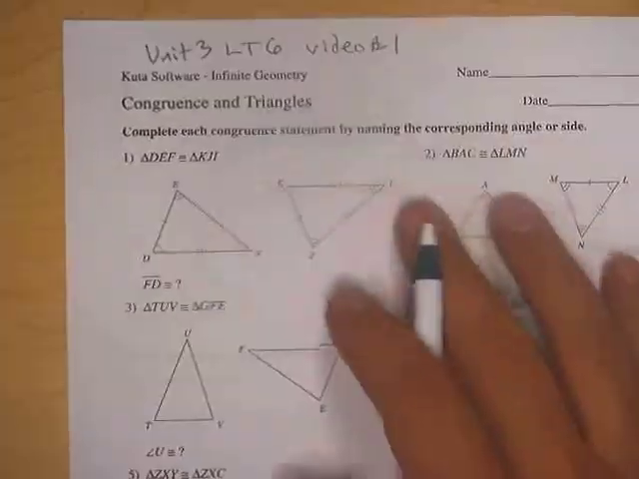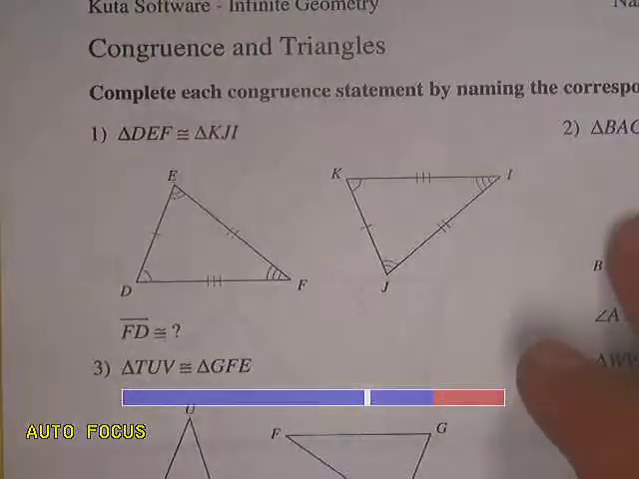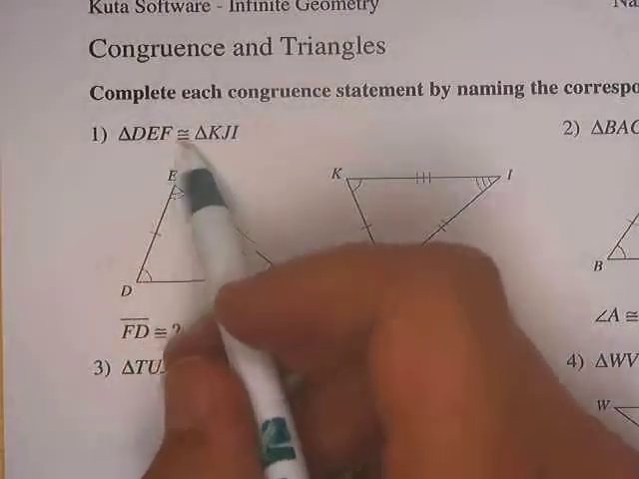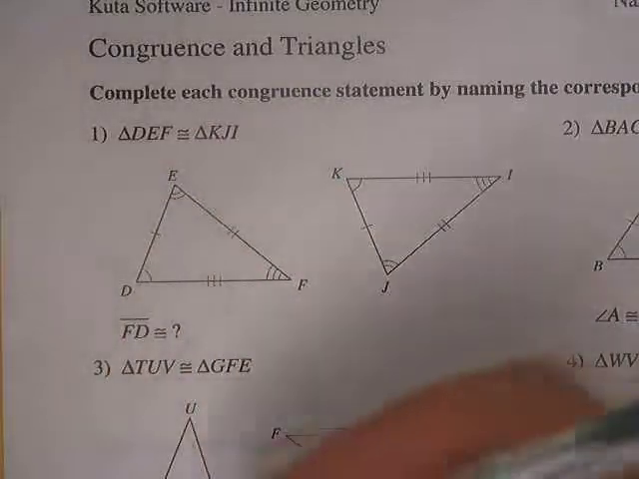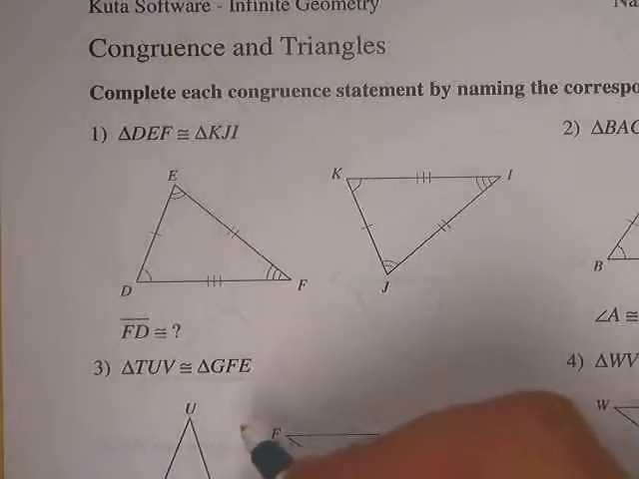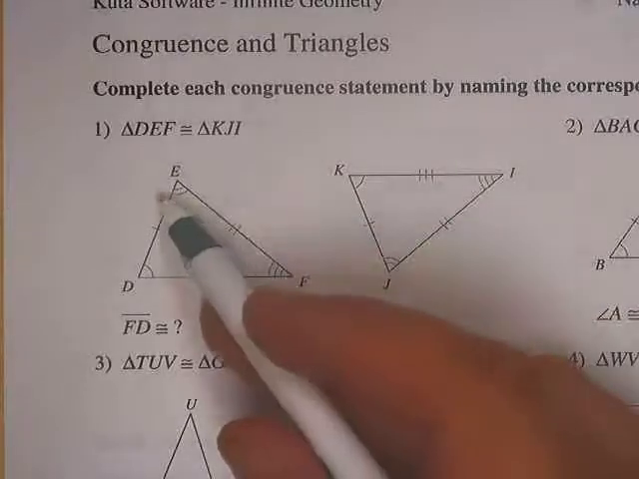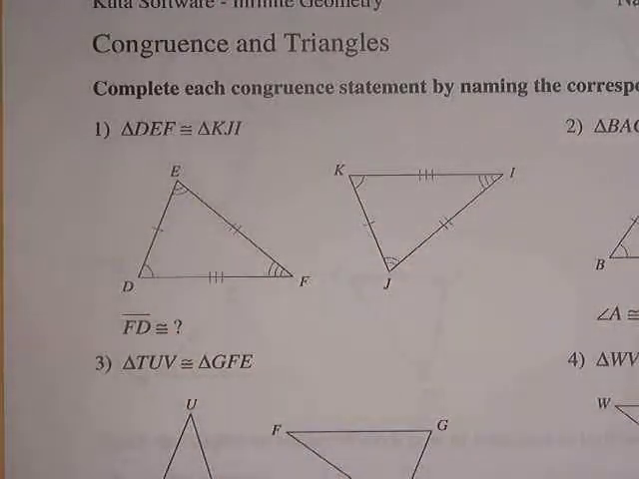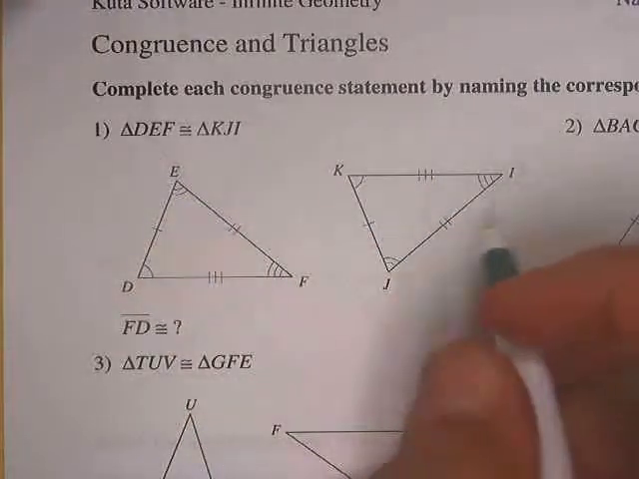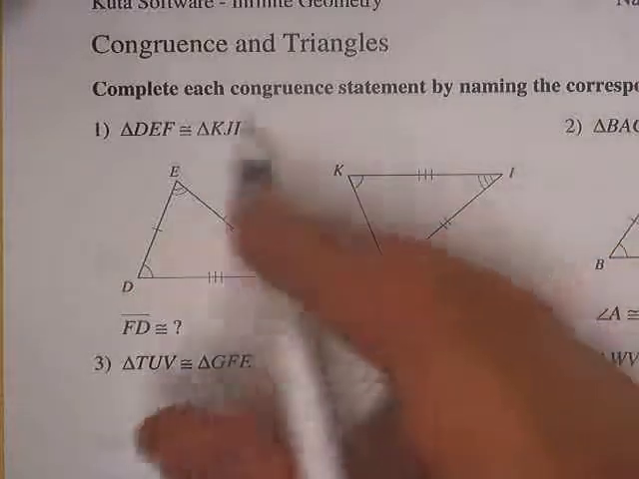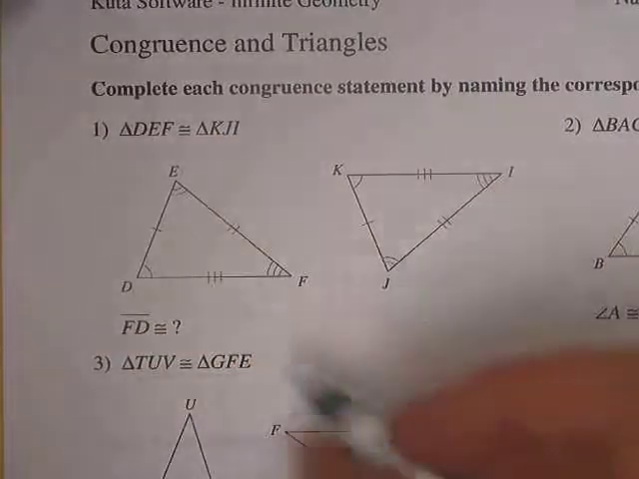Okay, so I'm going to zoom in. Make sure you have this sheet right here, congruence and triangles. It says triangle DEF is congruent to triangle KJI. What does that mean? Looks kind of funny to me at first. Well, you can see every triangle has 3 sides and 3 angles, right? So the key is for triangles to be congruent, all of their parts have to be congruent to all the parts of this triangle. So all the parts of DEF have to be congruent to all the parts of KJI.